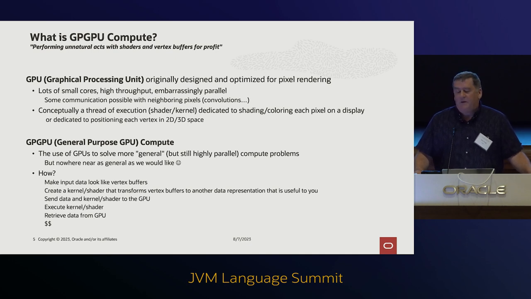The way in which we do this, essentially, is we would start to make our data look as if it was a vertex buffer or a pixel buffer. And we would go and modify it. We'd write a kernel that modified it into a data format that was useful to us. We would send the data and the kernel across to a GPU device, usually across DMA, and then we'd execute it, and we get our data back and make profit, because that's what we're all here for.